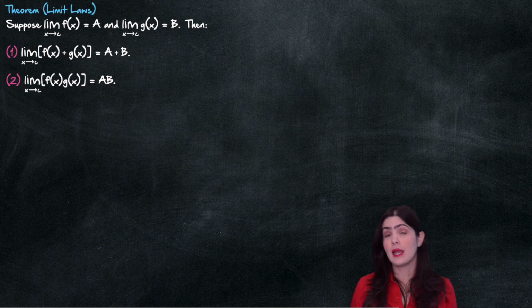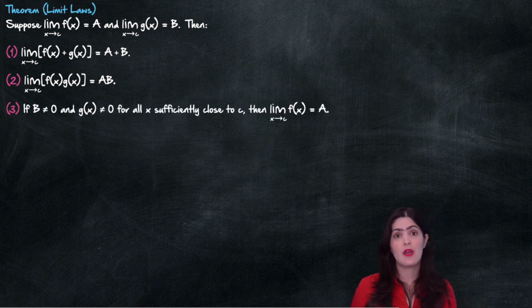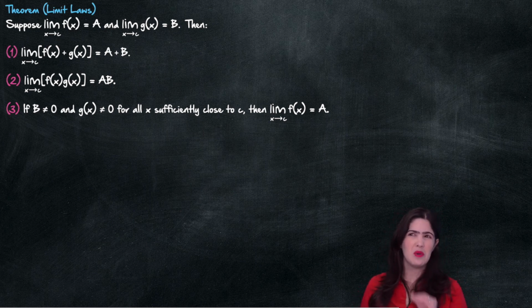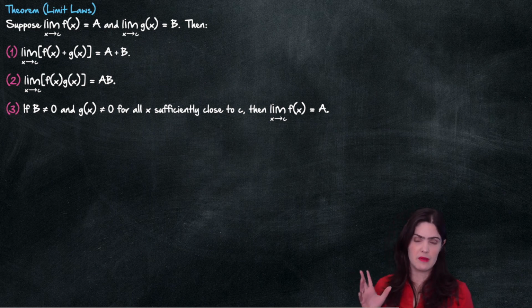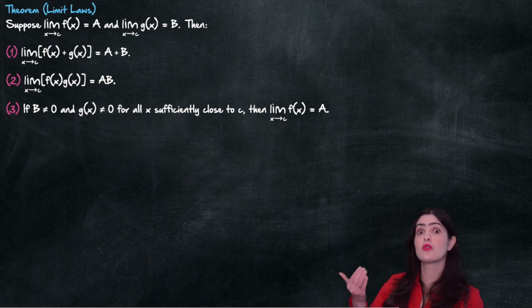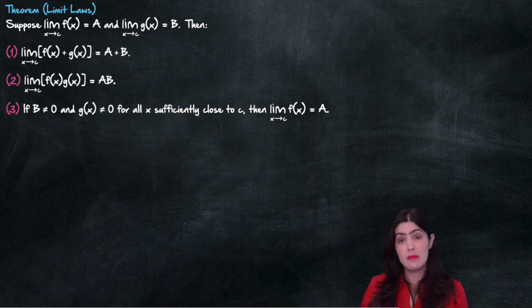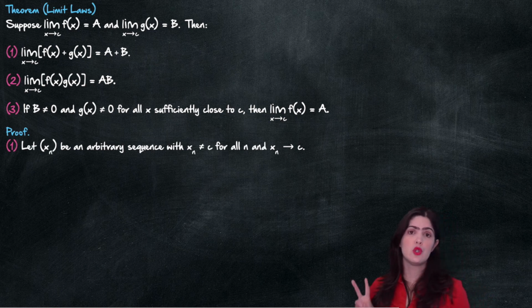And last but not least, if I know that b is not 0, I also know that g of x is not 0 for all x sufficiently close to c. Remember, we only care about things that happen near c. So as long as g of x is not 0 near c, so we're making sure we're not dividing by 0, then the limit as x approaches c of f of x over g of x is equal to a over b, so the limit of the quotient is the quotient of the limits. I'm going to prove number 1. I'm going to leave 2 and 3 for you as an exercise, but they're quite easy to do.